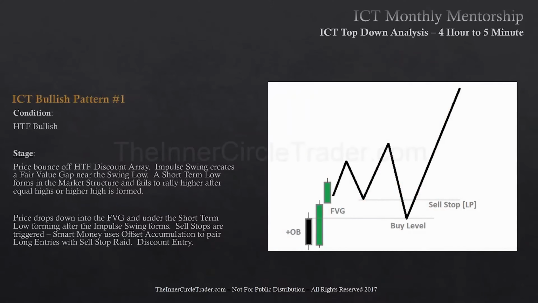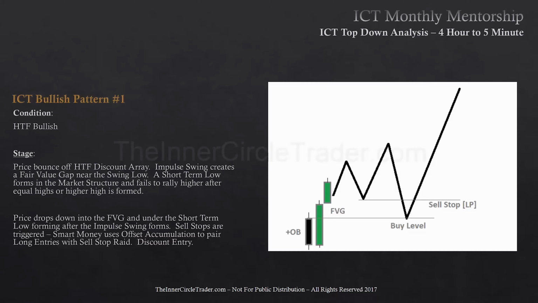All right, the first one is an ICT bullish pattern number 1. Okay, and the condition is the higher time frame has to be bullish, and the stage or the setup is price is going to bounce off of a higher time frame discount array. An impulse swing creates a fair value gap near the swing low.